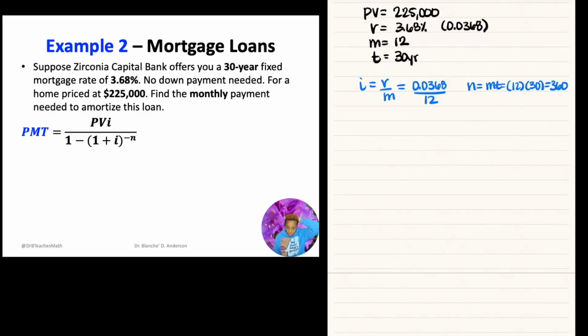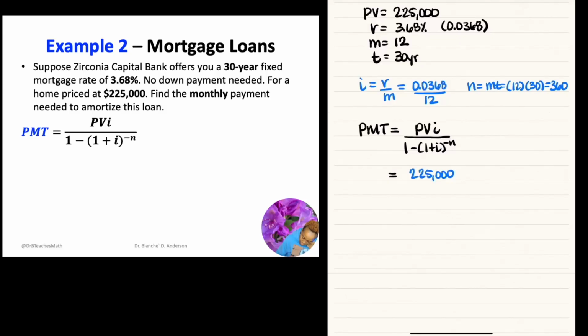Okay. So now let's substitute what we know into the formula. So our payment is equal to present value times I divided by 1 minus 1 plus I to the negative N. So that's going to be 225 times 0.0368 divided by 12, right? All of that divided by 1 minus 1 plus 0.0368 divided by 12. And that's to the negative 360.